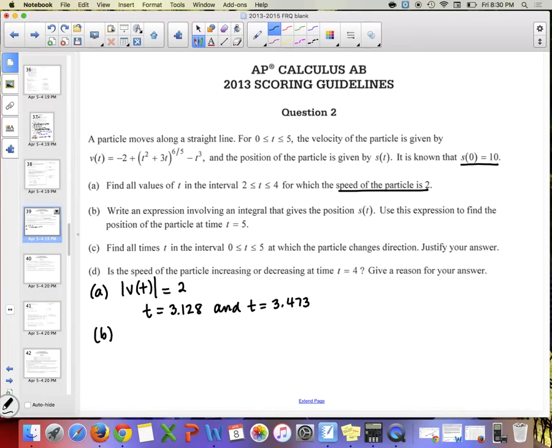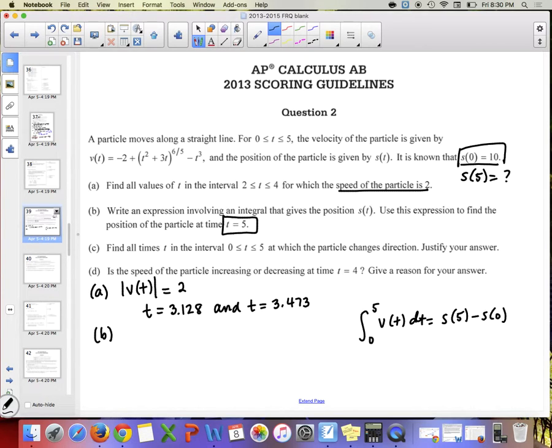All right, B. So it says write an expression involving an integral that gives the position s of t. So if I'm using an integral for s of t, it says I want to use this expression to find the position of the particle at time t equals 5. Those ones we've done plenty of times before. We have our s of 0. We're trying to find s of 5. So what I've had you guys do in class is set it up 0 to 5, v of t dt, because we know when we integrate v of t, we get s of t, right? The position function. So we would have that.